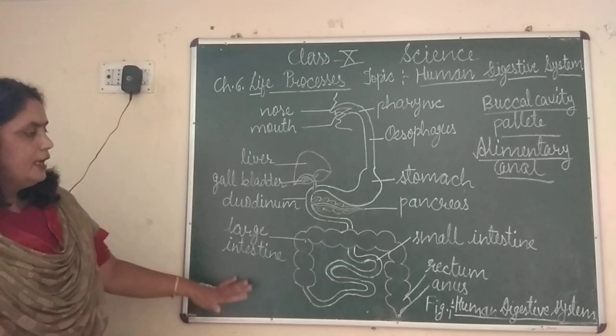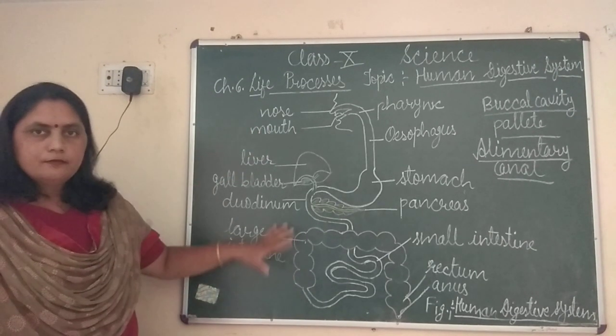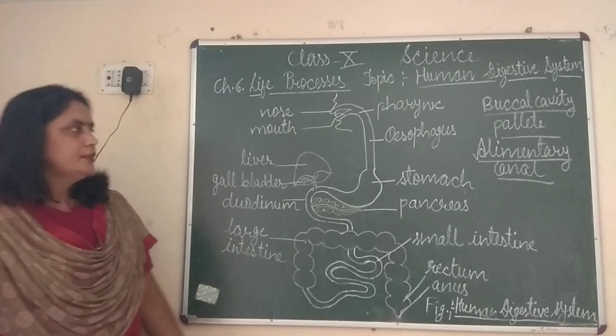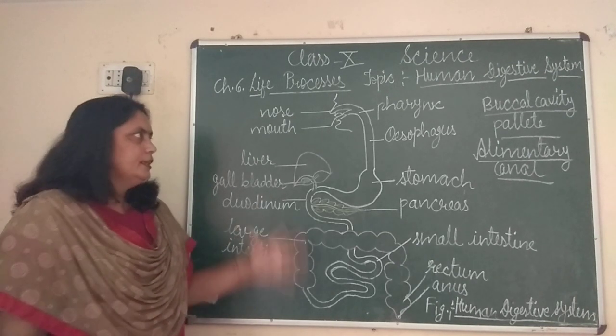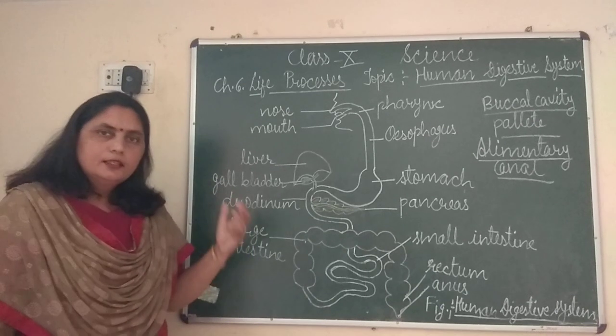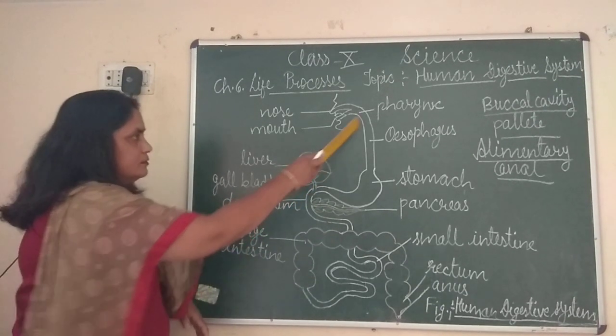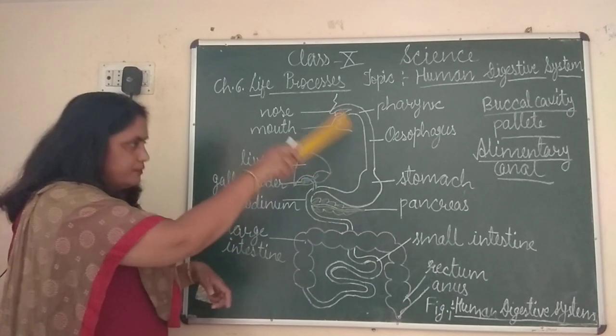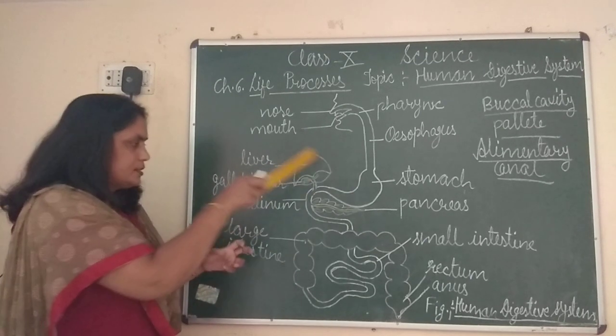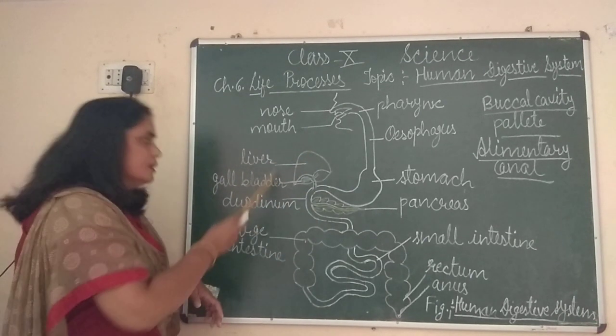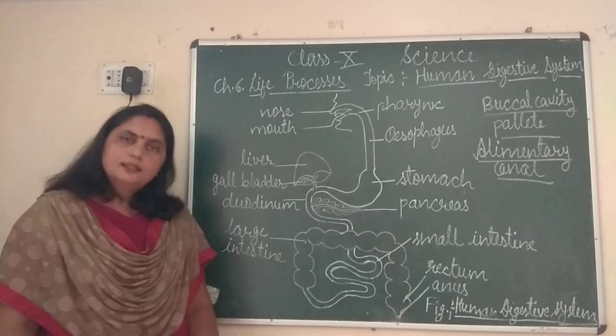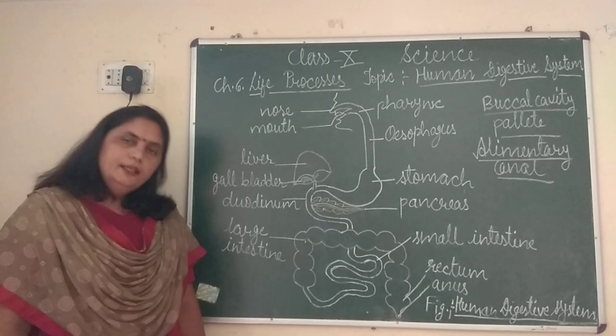So for now, I have told you what are the various parts of digestive system. In next video, we will discuss in detail about teeth, tongue, then esophagus, wall of stomach, wall of intestine, liver, gallbladder, all these things.